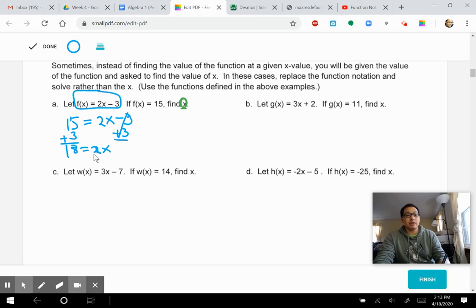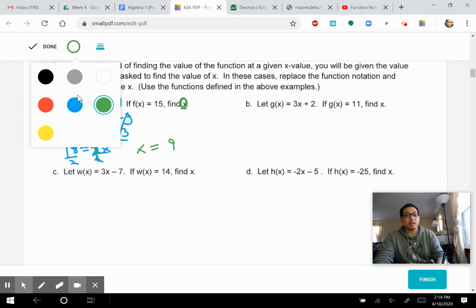And then how do we get rid of this 2 in front? Well, we divide both sides by 2. Divide this side by 2. And then finally, when this cancels out, we get x equals 18 divided by 2 is 9. So this is a similar question because we knew what the output was going to be. We were asking what was the input.